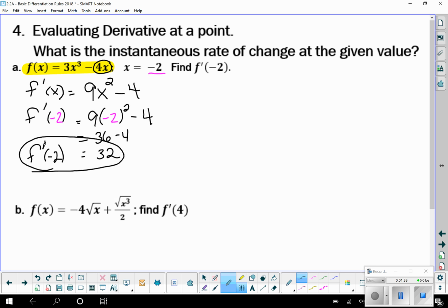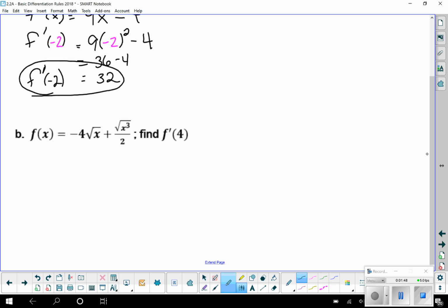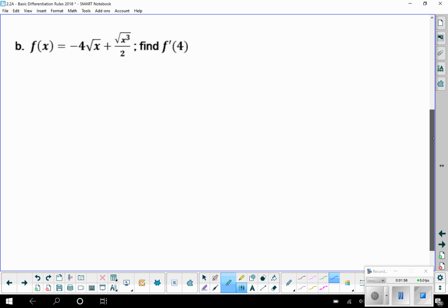Remember, that's what we wanted to do. What is the instantaneous rate of change? The instantaneous rate of change is 32. Instantaneous rate of change stands for the derivative, the slope at a point. B is sort of similar. We will take the derivative of this function.